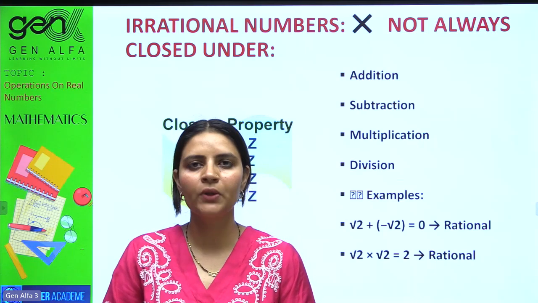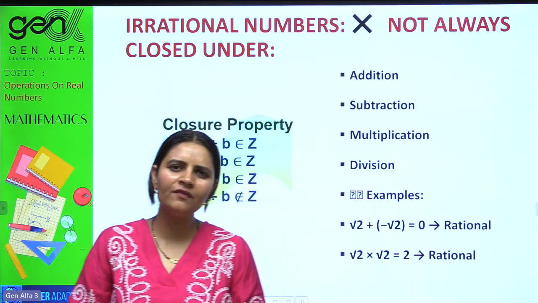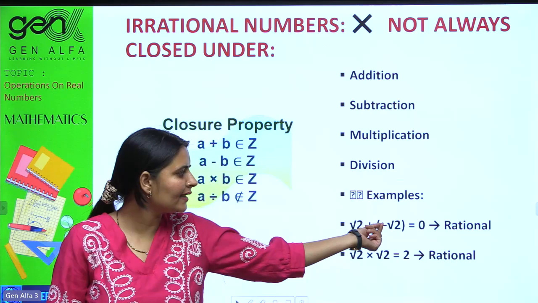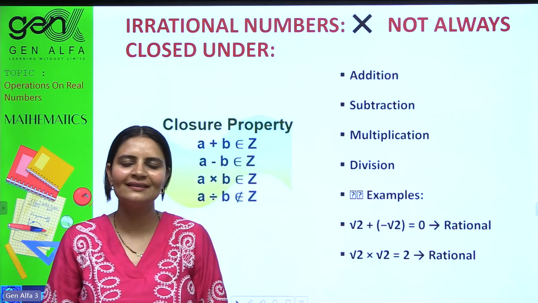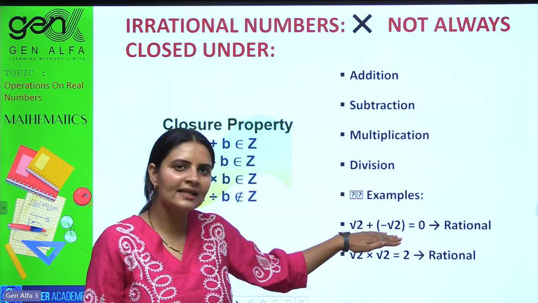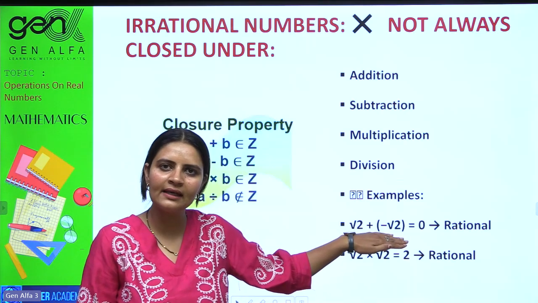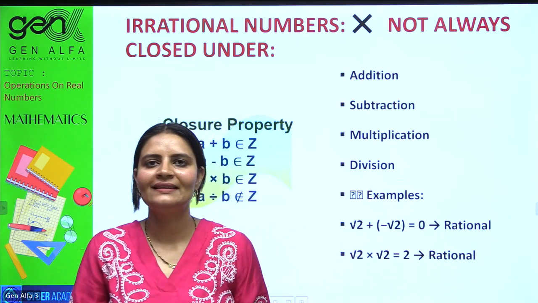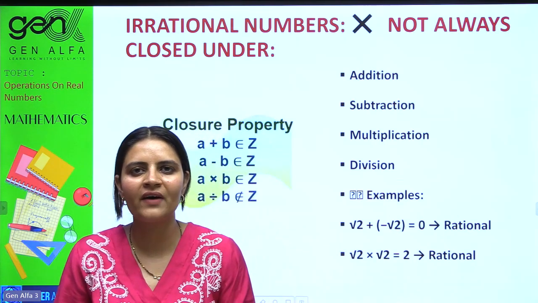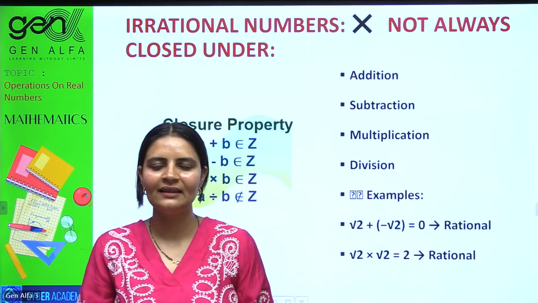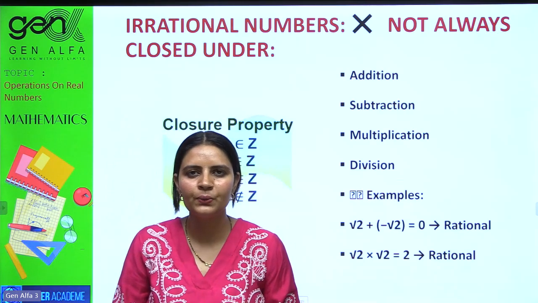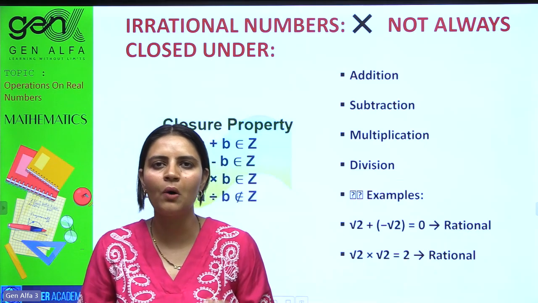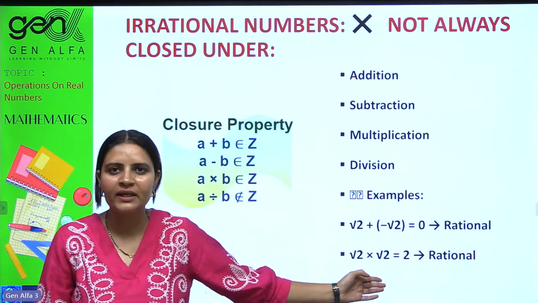So closure property is followed here, but does it always happen? What if I add root 2 and minus root 2? I'm getting 0, isn't it? The set I was taking was irrational numbers, but the result I got is a rational number. That means the closure property is not always satisfied by irrational numbers. Yes or no? Just write this rule: closure property is not satisfied by irrational numbers always. And you can write down these two examples.